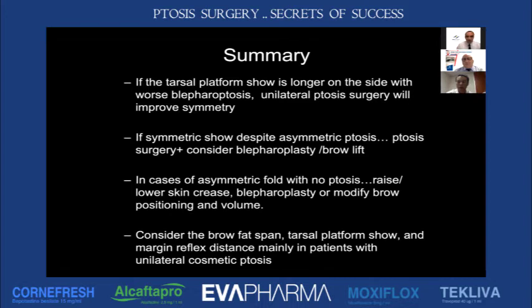When you are planning ptosis surgery, you have to address or check the brow fat span, the tarsal platform show, and the margin reflex distance, mainly if they are cosmetic.